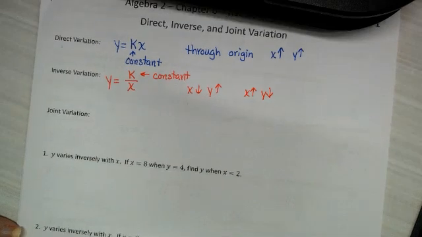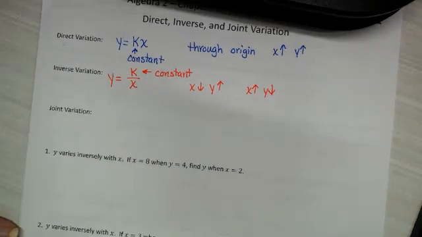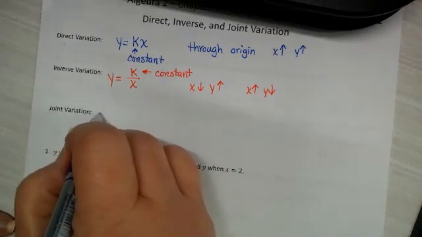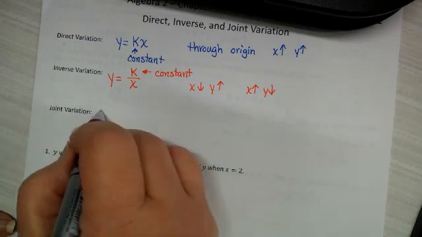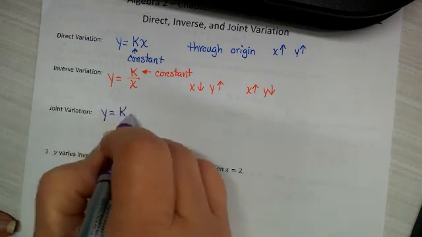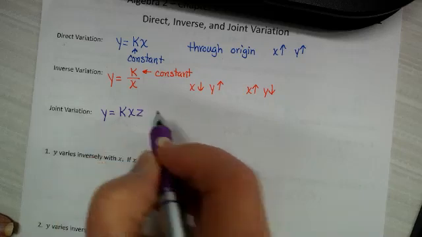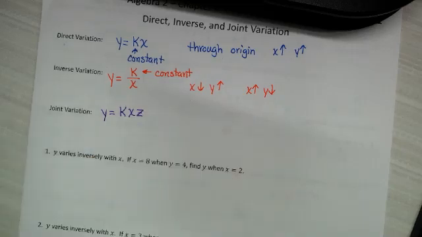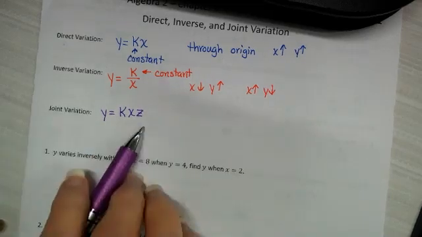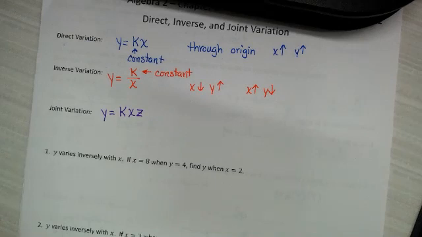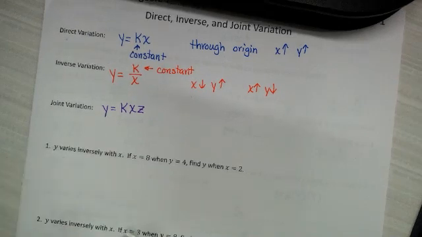Joint variation would be when you have three variables related to each other. So in this case, it might be y equals k times x z. I don't know, I'm making up variables at this point. But the same thing with k being the constant.